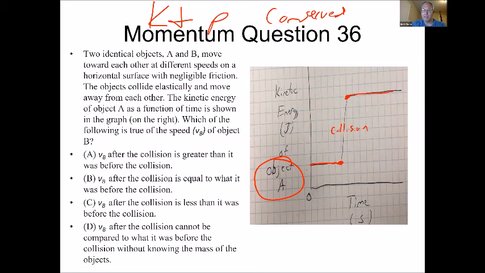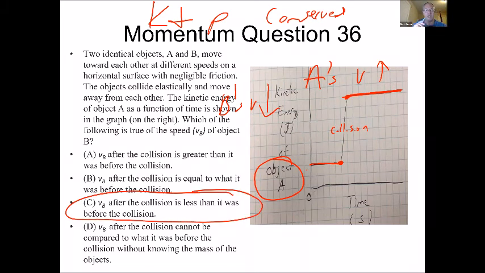And then all of a sudden, it's got a higher velocity. So A's velocity went up. Well, since both kinetic energy and momentum are conserved in elastic collisions, which this is, if A's velocity increases, that means B's velocity has to decrease. So our best choice on this one looks like C. And again, that's because both kinetic energy and momentum are conserved. If one of the objects speeds up, the other one has to slow down.